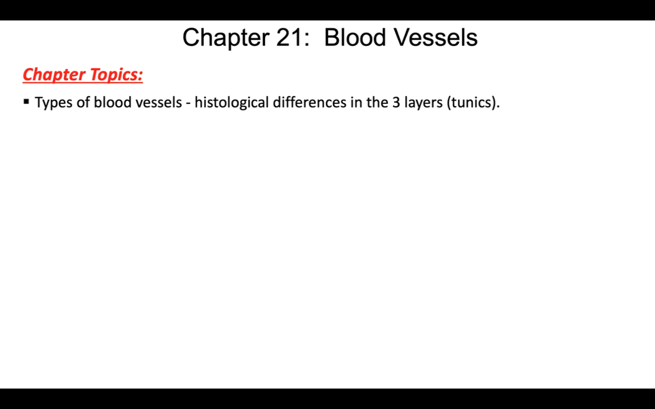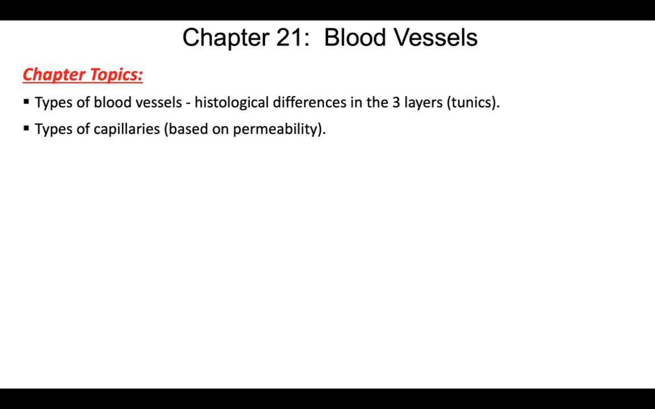So we'll compare arteries, veins, capillaries, and compare their layers of the wall of the vessel. So the layers of the wall are known as tunics, and each of these layers have different types of tissue. So we're going to compare the differences at the tissue level. We'll then talk about the different types of capillaries.